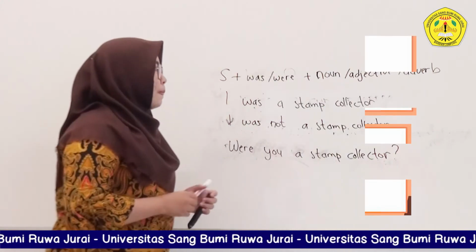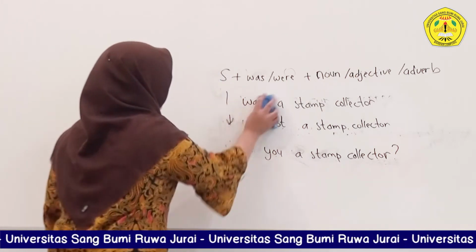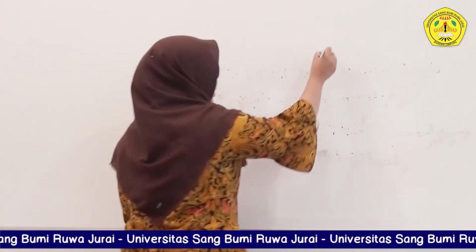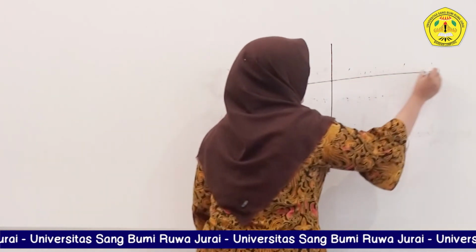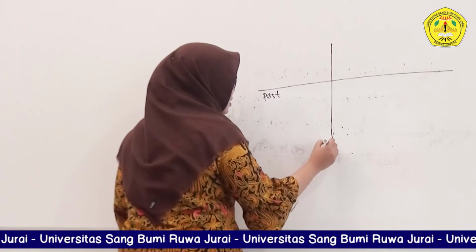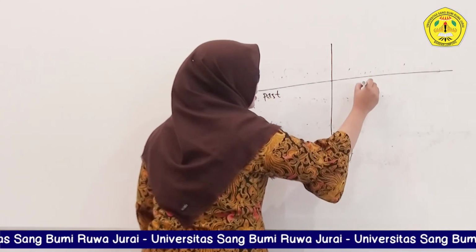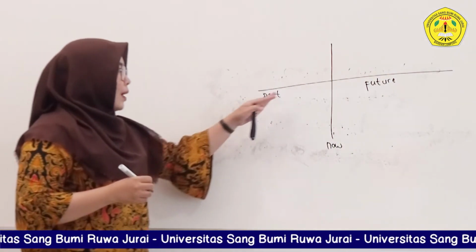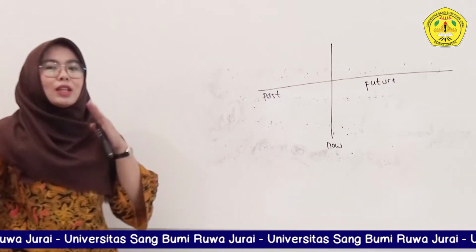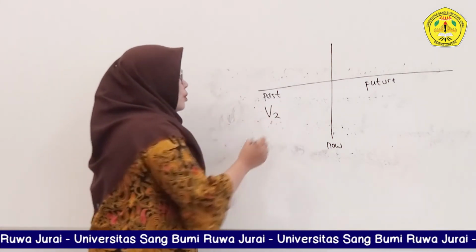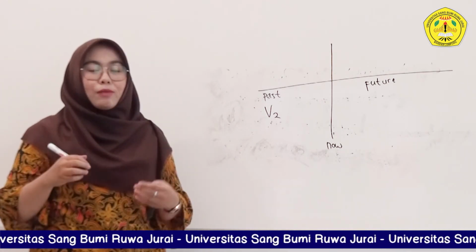Okay, I will give you a little bit of description. This is the past, this is now, and this is the future. Ya, you should remember that past means kejadian yang sudah terjadi di masa lampau, yang sudah pernah terjadi. Berarti we have to use verb 2. Ya, don't forget that we have to use verb 2.